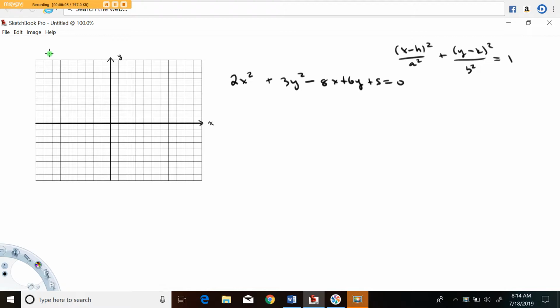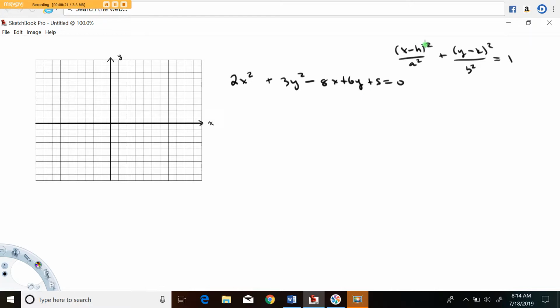I'm making this video here to provide an example of how to sketch graphs of ellipses. So we have this equation here, 2x squared plus 3y squared minus 8x plus 6y plus 5 equals 0. And that equation ends up being elliptical in nature.